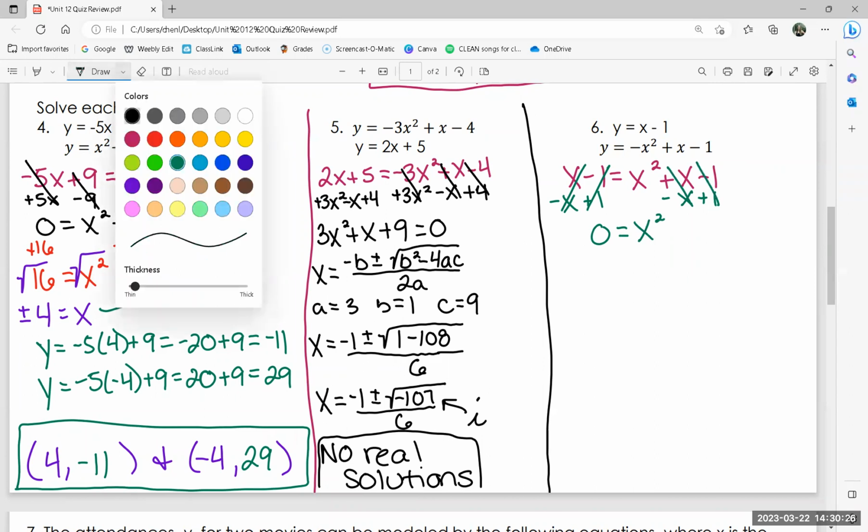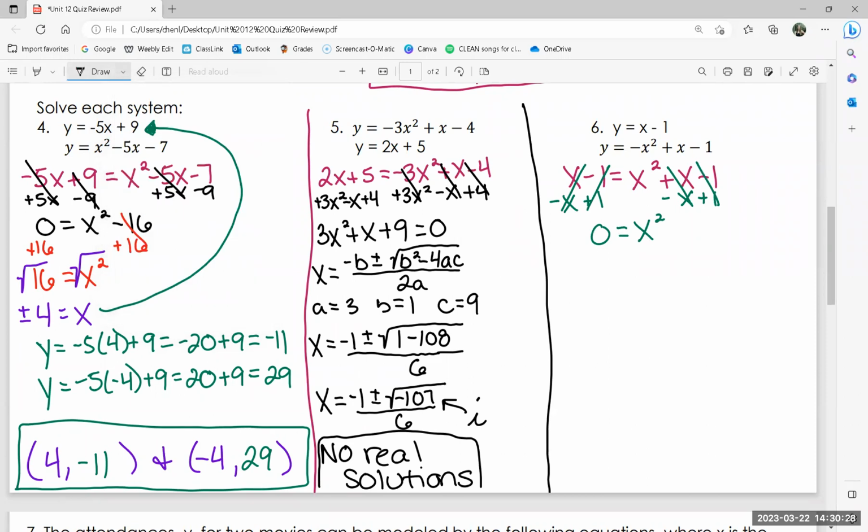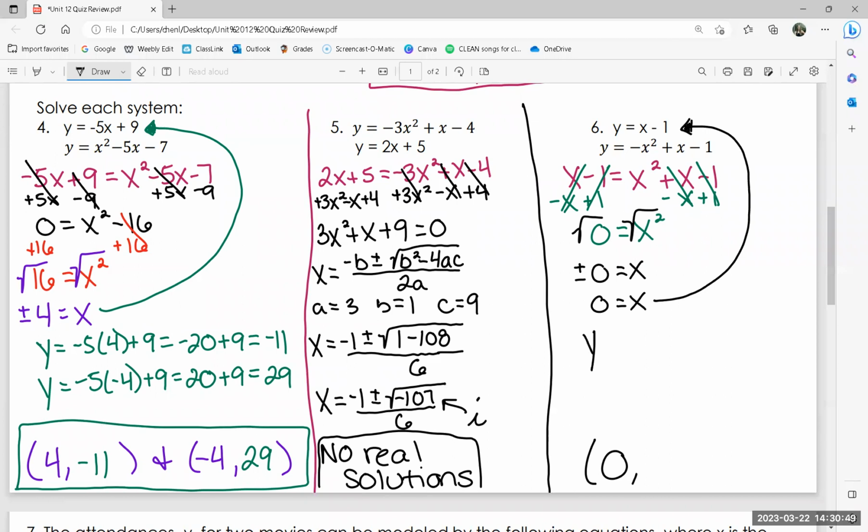If you're on autopilot and you go to square root both sides, there is no such thing as plus or minus 0. That would still just be 0 equals x. So there is only going to be one solution, at 0, comma, and then we have to do the work to find what that's equal to. If I plug the x back in, and it technically does not matter where, my y is going to be equal to x minus 1, so that will be 0 minus 1, which is -1. So my final answer is at (0, -1).